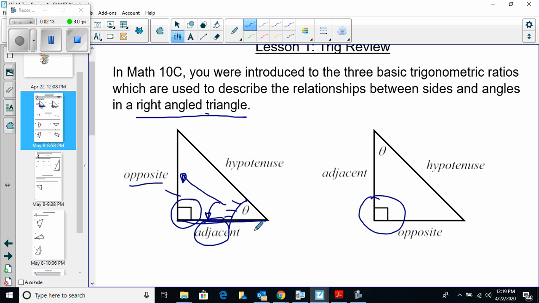So if we have the same triangle, and now instead of the angle theta we deal with the second acute angle here, then, as I said, placing your eye here, what your eye sees is named the opposite side, and the side that supports the angle is called the adjacent. And the hypotenuse doesn't change in both scenarios that you see here, because it is always opposite to the 90-degree angle.